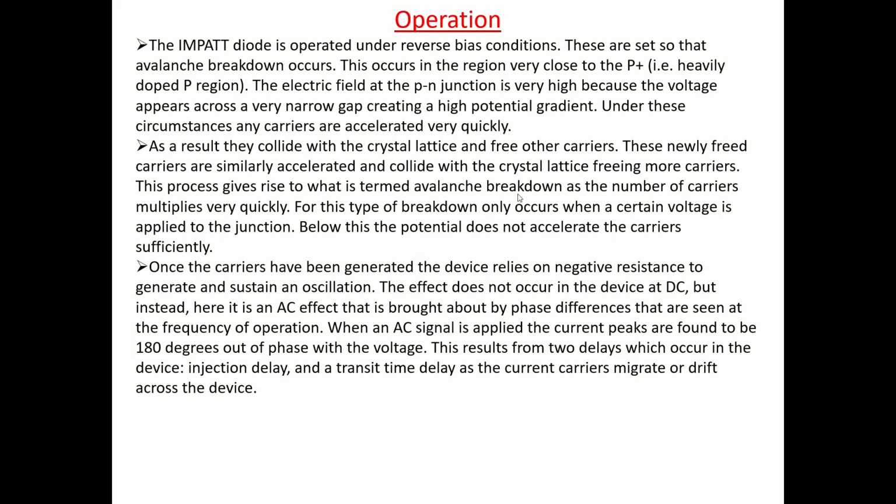These are seen at the frequency of operation. When an AC signal is applied, the current peaks are found to be 180 degrees out of phase with the voltage. This results from two delays which occur in the device: injection delay and the transit time delay, as the current carriers migrate or drift across the device.